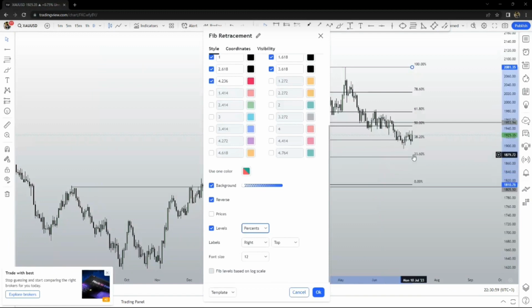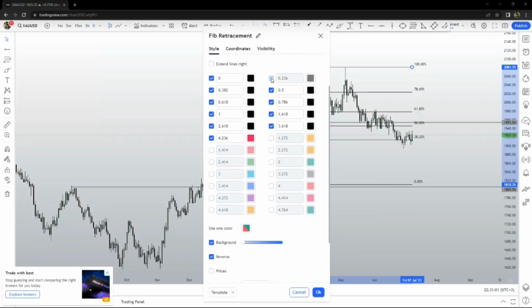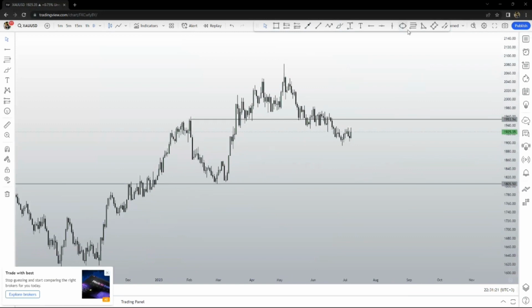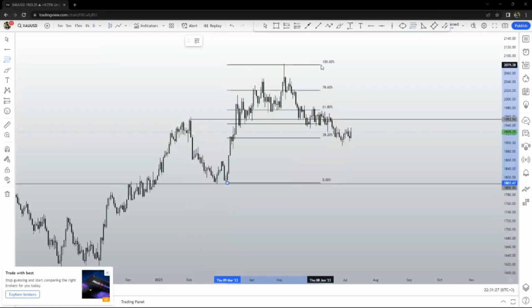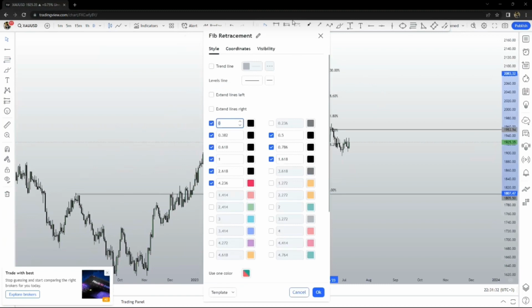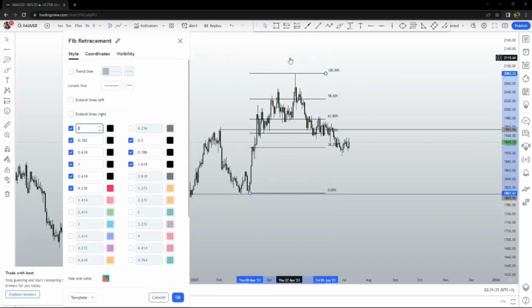Let me see, 0, 28. We don't need to use 28, 30, 50, 70, 38. I don't like it. Where is it? Yeah. All right. Let me see. No, there's something missing. I don't really like that. Let me see. 1 to 1, 50, 38.